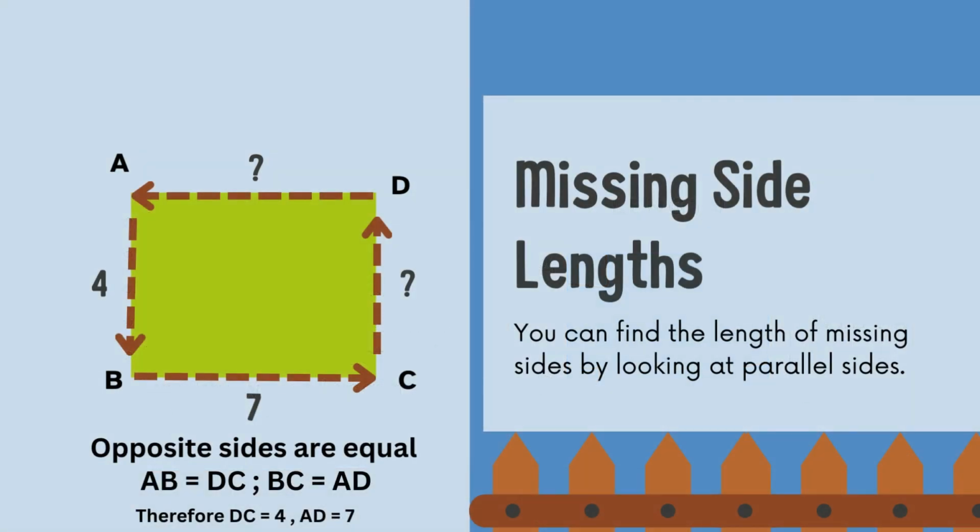ABCD is a rectangle where AB equal to 4 units, BC equal to 7 units. You have to find the length of missing sides. In the previous slide, we spoke about properties of rectangle. One of the important properties of rectangle is opposite sides are equal. If opposite sides are equal, AB will be equal to DC equal to 4 units and BC is equal to AD equal to 7 units. This is how we find the missing sides by looking at opposite parallel sides.